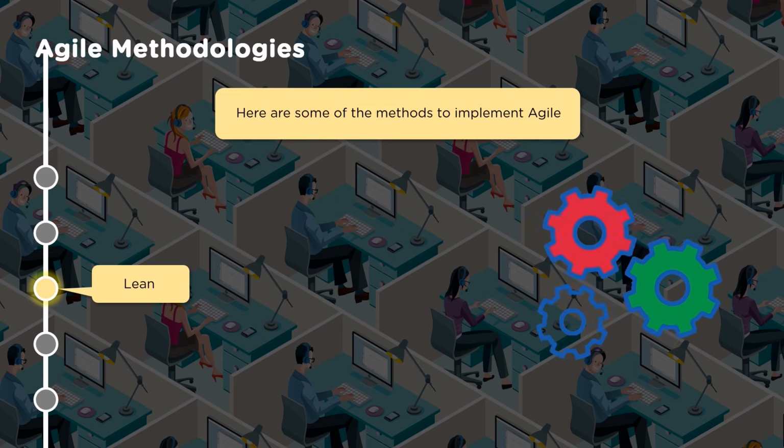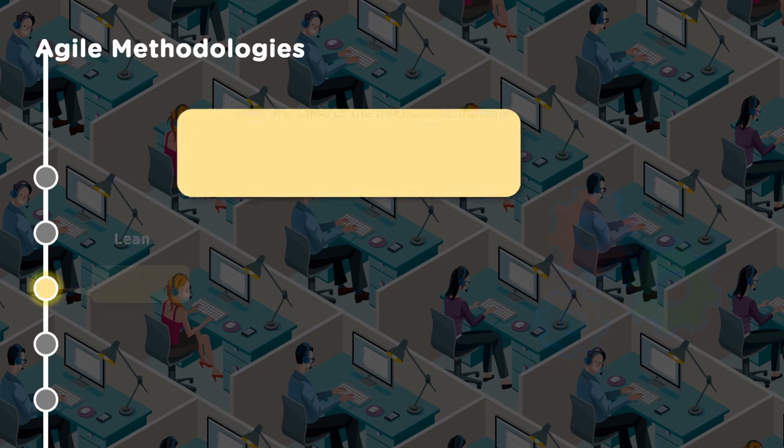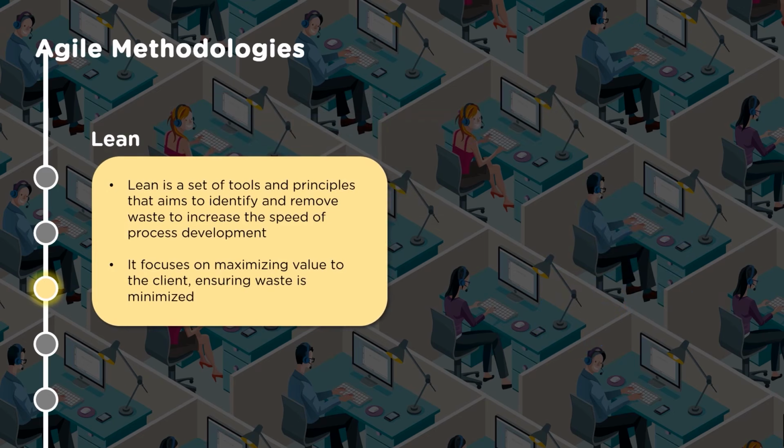So now let us look at Lean. When we say Lean, it is very important for us to understand that value is always from the customer perspective, and elimination of waste. These are the two things mainly spoken about. So Lean is a set of tools and principles that aims to identify and remove waste to increase the speed of process development.